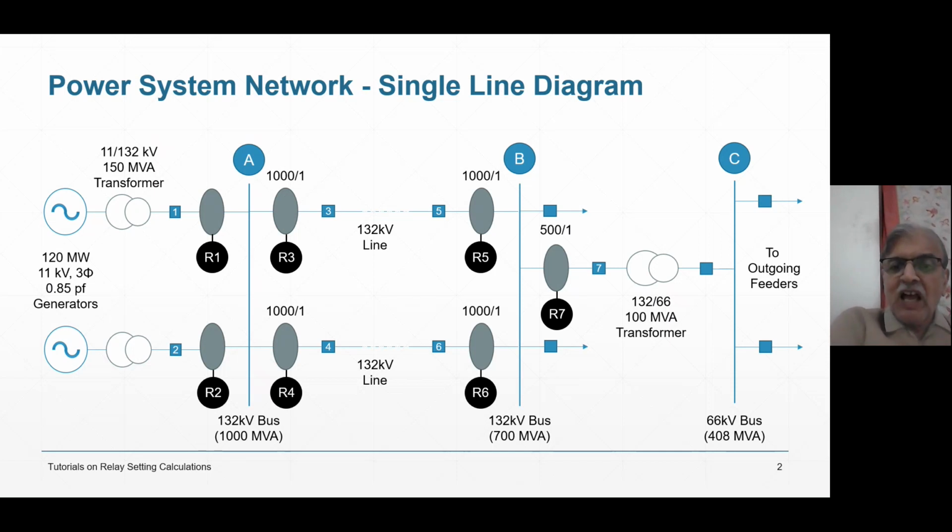If you want that R6 should not operate and R5 should operate, and obviously R5 only should operate because fault is in the upper line, R3 and R5 should operate, breaker 3 and 5 should trip, breaker 4 and 6 should not trip, R6 should not operate. Therefore, you see, if you are using simple overcurrent relays, then time of operation of R6 has to be higher than time of operation of R5.